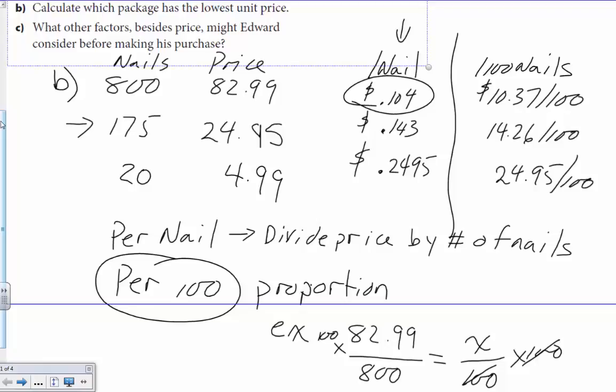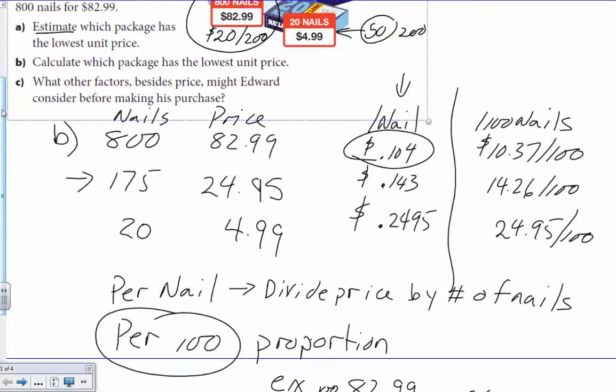What other factors besides price might Edward consider before making his purchase? Well, the big one is how many nails does he need? If he doesn't need 800, why buy 800? Or, how much money does he have? If he doesn't have $82 or $83 to go buy that many nails, he's not going to. Anyway, I think we can think of a ton of reasons why it wouldn't make sense to buy the big box, but if you can, you're definitely saving money as long as you'll need the nails at some point.